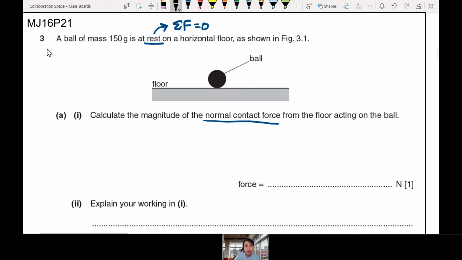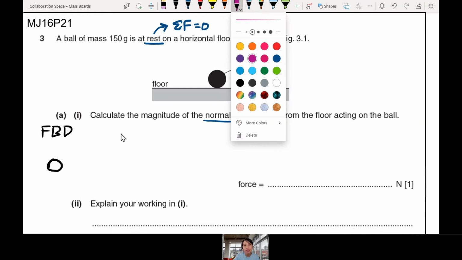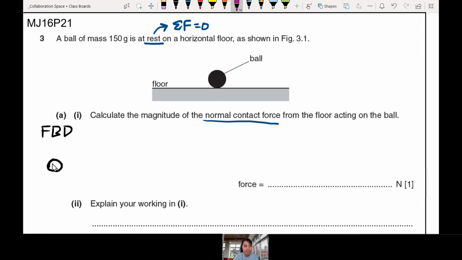So what's helpful is to draw what we call a free body diagram. What does that mean? It means you ask yourself, okay, here's the ball. What are the forces acting on this ball? There is going to be normal contact force. What's the other one that pulls things down? Assume we are on planet Earth. There is a weight of this object.